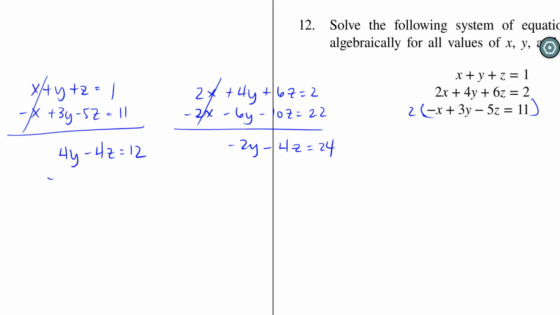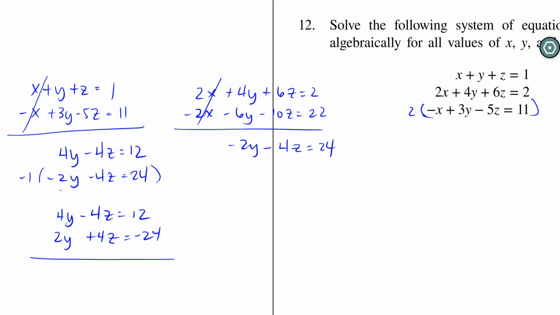Then I want to stack those two together. Right now, if I was to add these, nothing would cancel. So I rewrite it, and the place I think a lot of you are making mistakes is you're trying not to rewrite, you're trying to just kind of fudge it. By multiplying the second equation here by negative 1, that allows the z's to cancel. So I'm left with 6y equals negative 12, or y equals negative 2.